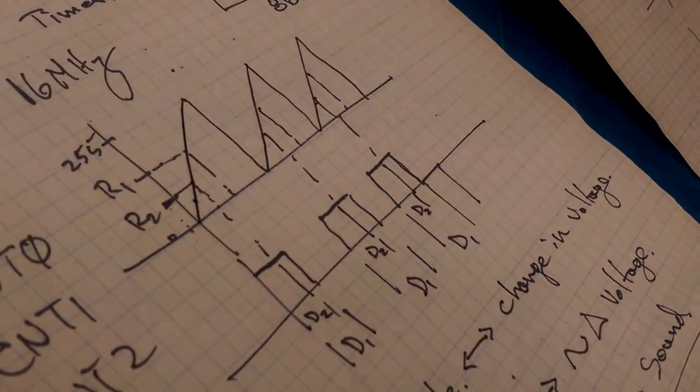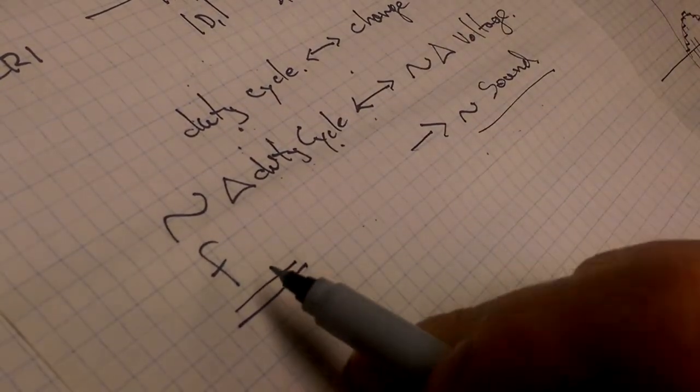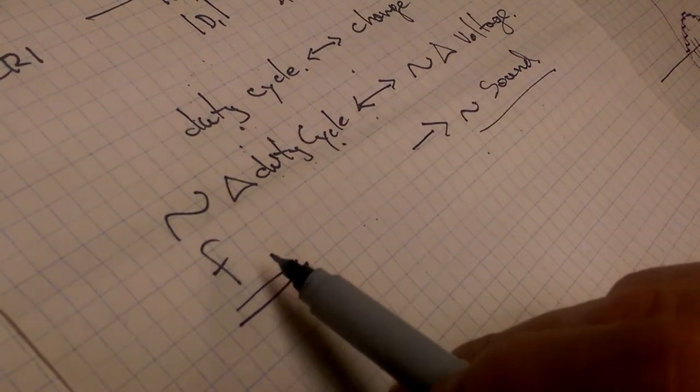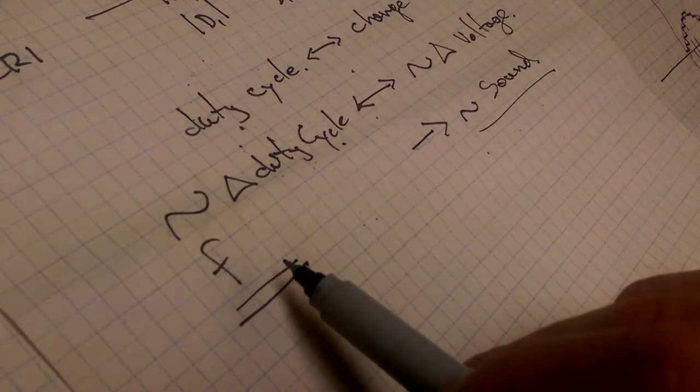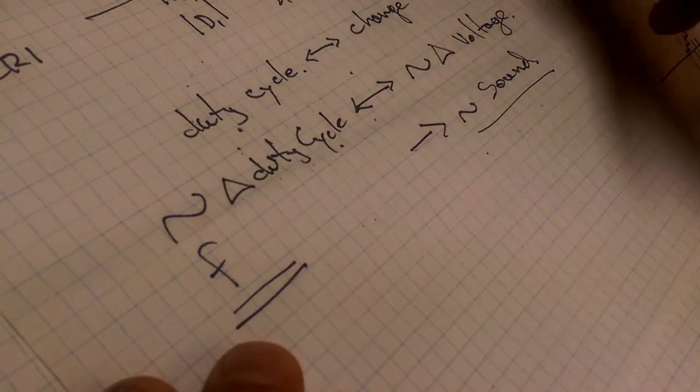Now, there's one more little step here that I want to talk about, and that is how do we tell our Arduino what the frequency of this modulation should be, or how we're going to modulate this duty cycle? How are we going to tell the Arduino what duty cycles to use at what time? And the way we do that, or one of the ways, is by creating something called a wave table.